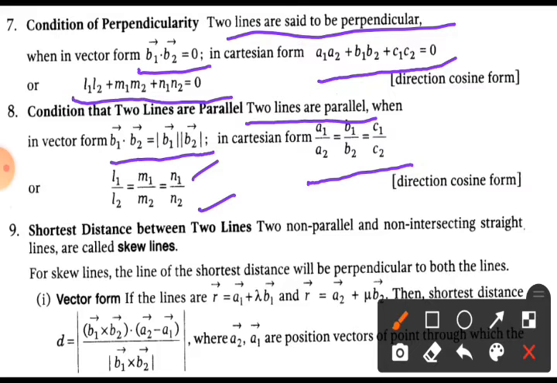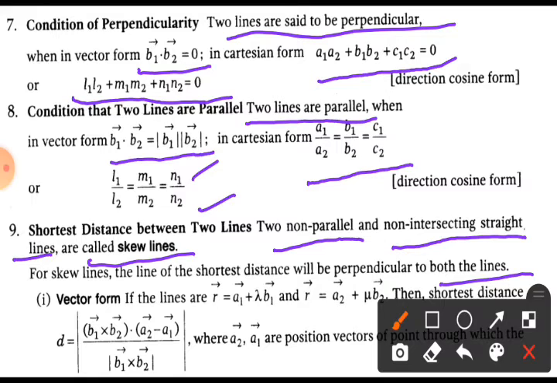The shortest distance between two lines. Two non-parallel and non-intersecting straight lines are called skew lines. For skew lines, the line of the shortest distance will be perpendicular to both lines.